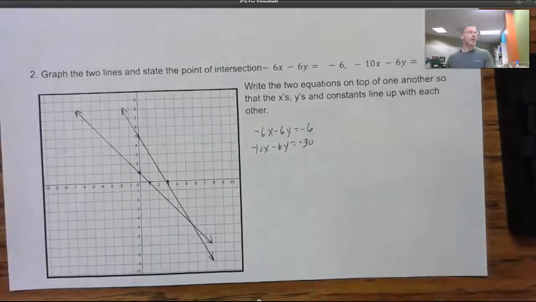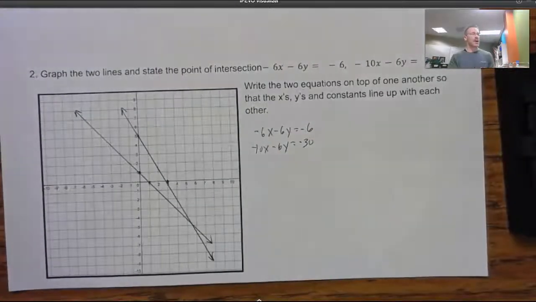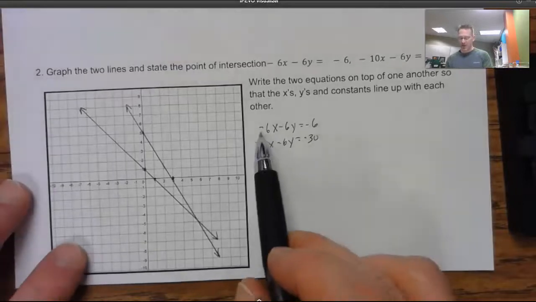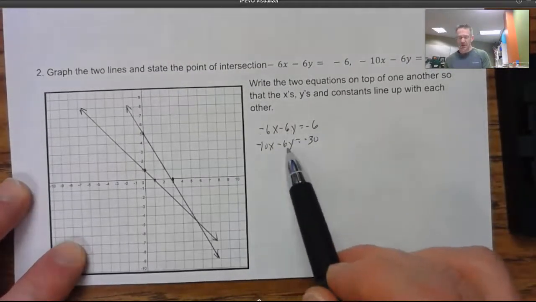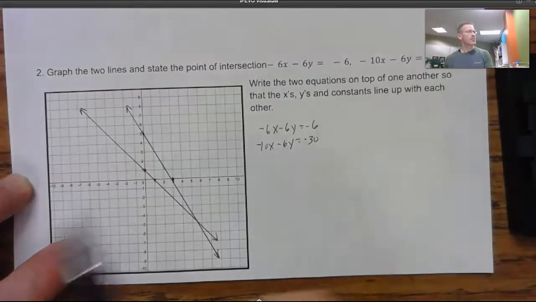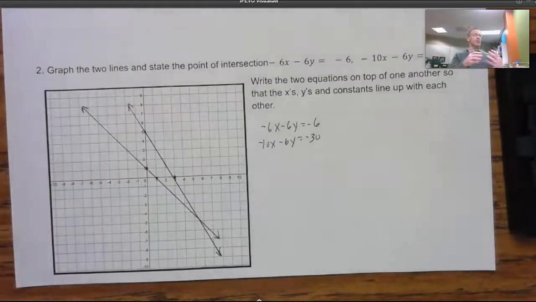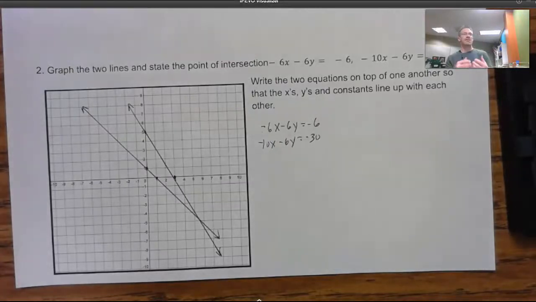Once again, what we want are opposites. When we look at our variables, -10 and -6 aren't opposites. Let's look at our y's: -6 and -6 are very close, but they're not opposites. We want one to be positive and one to be negative, so I can multiply one of them to make it a positive 6. That's the trick: if we don't have opposites, we pick a multiplier to make it so.